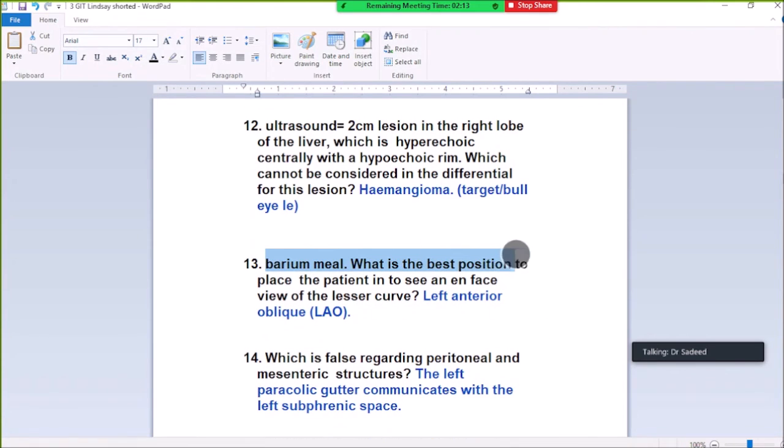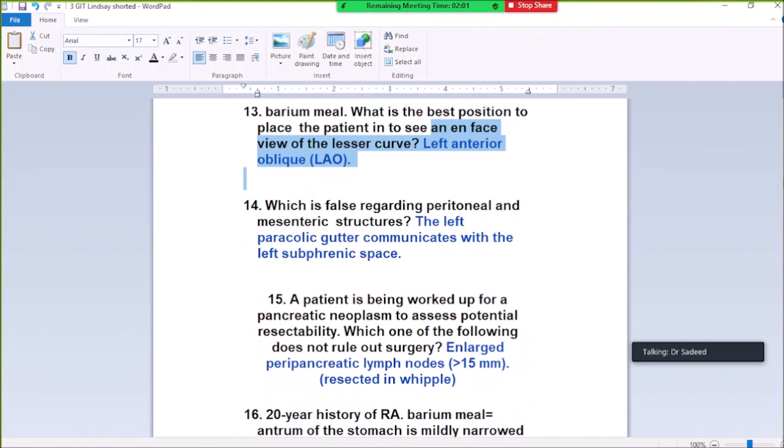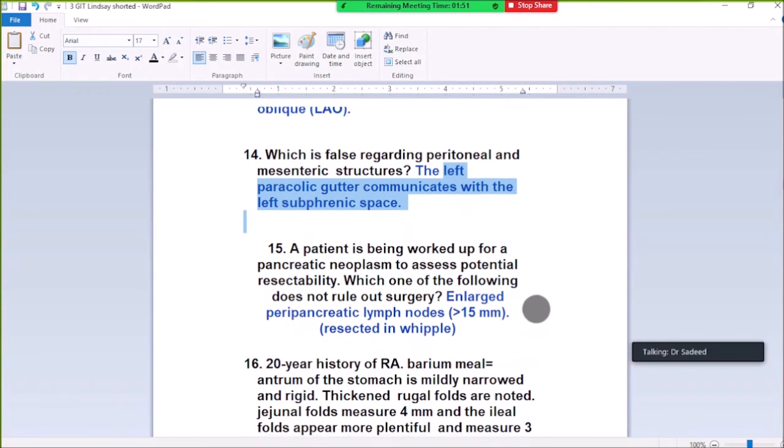Question 13. Barium study: what is the best position to place the patient to see an en face view of the lesser curvature? Left anterior oblique view. To see the en face view of the lesser curvature, we put the patient in left anterior oblique view. Question 14. Which is the false statement regarding peritoneal and mesenteric structures? The left paracolic gutter communicates with the subphrenic space. The left paracolic gutter does not communicate with the left subphrenic space.